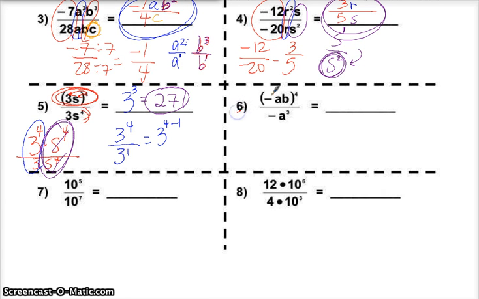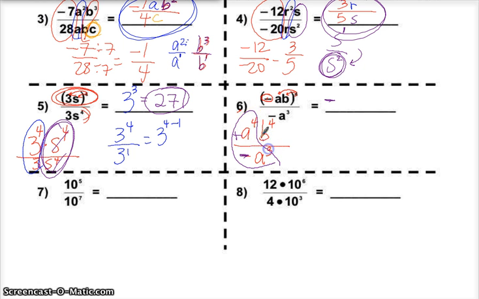Okay, 6. We have a negative to the 4th power. What is negative to an even power? It becomes positive. And then we distribute a to the 4th, b to the 4th. So it's positive a to the 4th, b to the 4th, divided by negative a cubed. We group these, so these have common bases. So a positive divided by a negative is going to make this answer overall negative.